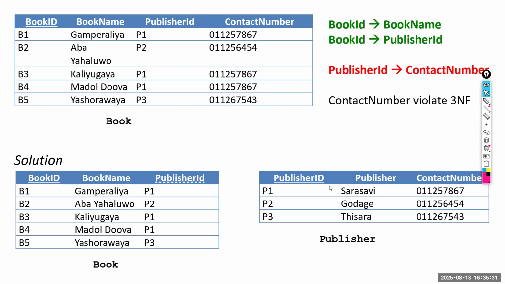So this is the final solution. In the book table we have book ID, book name, publisher ID, and we have gotten rid of the contact number. In the publisher table, we have the publisher ID, publisher and contact number. So at any time we can find the contact number, because P1 means this one, P2 means this contact number. So this is normalized. Now these two tables are in third normal form, but the original was not; it had violated third normal form. That is why we normalized it to this. Any questions?